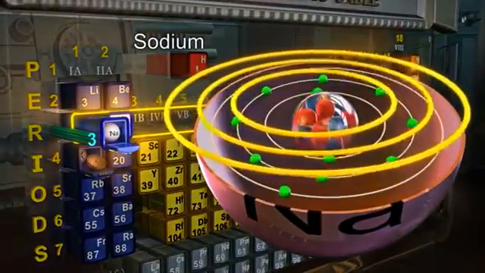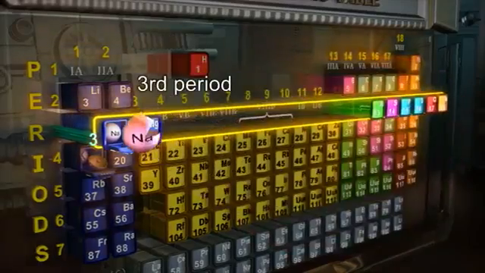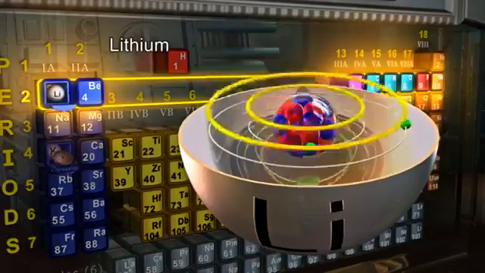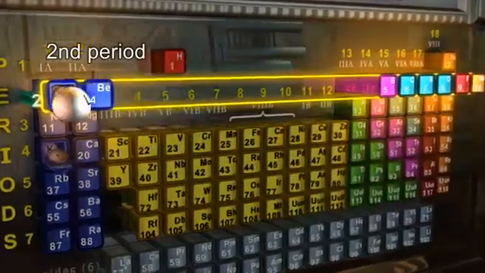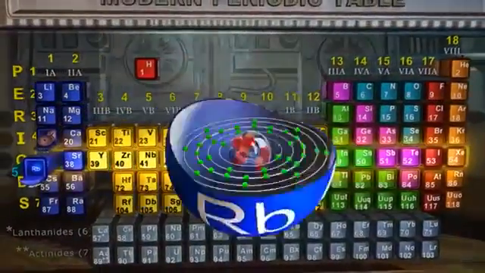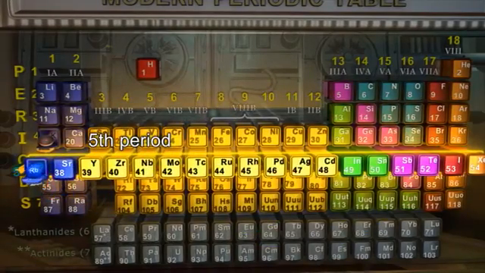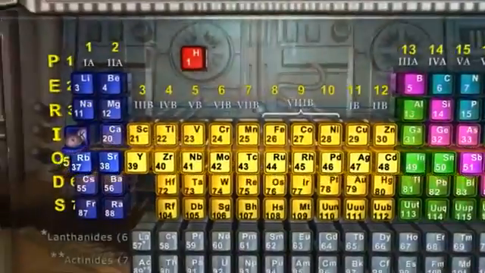Similarly, sodium with 3 shells belongs to the third period. Lithium with 2 shells belongs to the second period. Rubidium with 5 shells is placed in the fifth period, and so on.